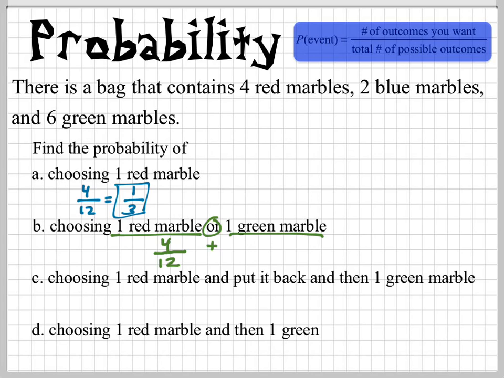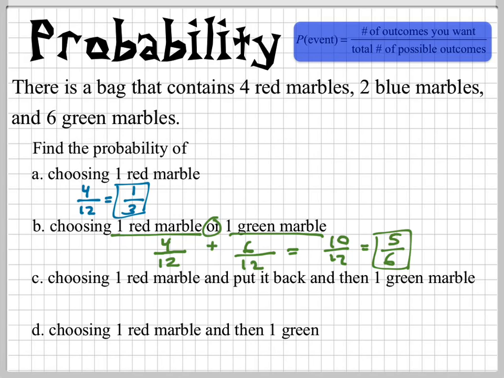And then the probability of choosing 1 green would be, well, there's still 12 possibilities. How many total outcomes do we want to go up here? How many green marbles are there? Yeah, there's 6. Okay, so we add those two together, we get 10 over 12, and we just simplify that to get 5 over 6. And that's your probability for the second one, for letter B.